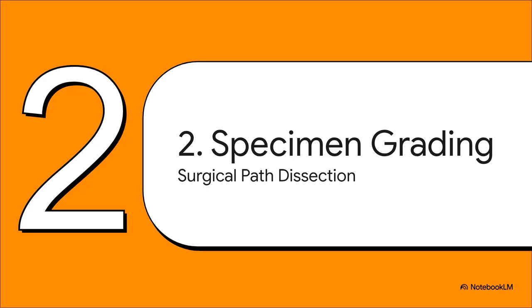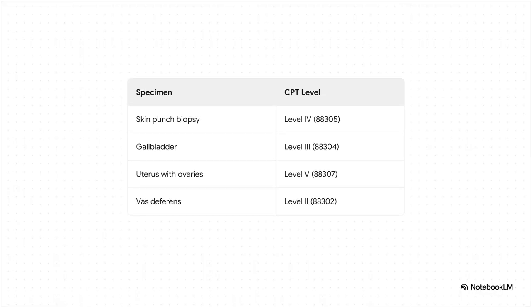Moving right along to trap number 2, specimen grading and surgical path dissection. Imagine you're evaluating 4 completely distinct specimens submitted from a single surgical session. Surgical pathology leveling isn't guesswork. It has to precisely align with the tissue complexity. For example, a routine skin punch biopsy maps straight to a level 4, which is code 88305. A gallbladder excised for chronic cholecystitis, that's a level 3. Now, a more complex uterus with bilateral ovaries jumps up to a level 5. Meanwhile, something simple like a vas deferens for sterilization is just a level 2.